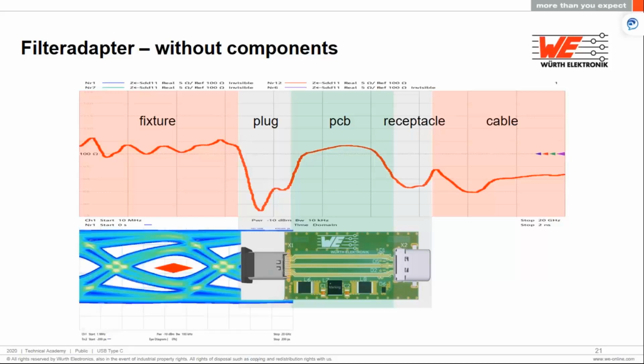So the eye diagram without any other components added is perfectly good. Here we can see the slopes are good and the eye diagram is very good for the signal transfer.